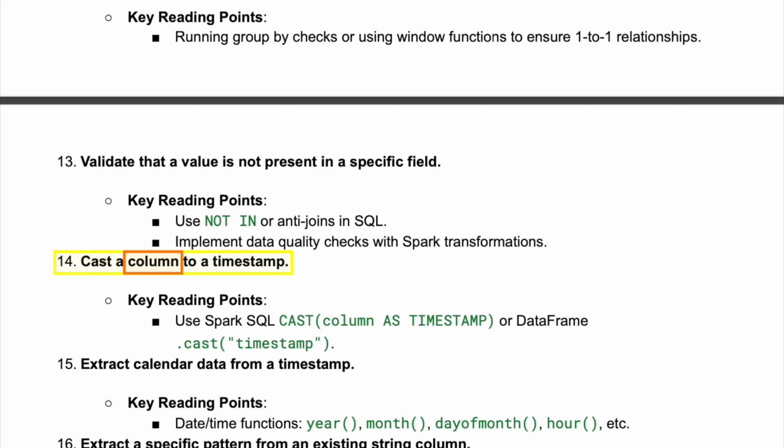14. Cast a column to a timestamp. Key reading points: use Spark SQL CAST(column AS TIMESTAMP) or the DataFrame cast("timestamp"). 15. Extract calendar data from a timestamp. Key reading points: date time functions: year, month, day of month, hour, etc.